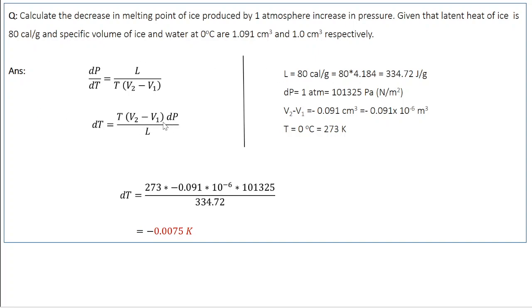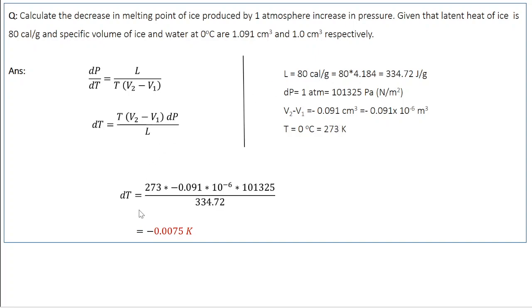Now, what is V2 minus V1? V2 is 1, V1 is 1.091. So when you take V2 minus V1, this is minus 0.091 centimeter cube. Convert this into the standard unit meter cube. You get minus 0.091 into 10 to the power minus 6 meter cube. And temperature, we are talking about ice here. So temperature is by default 0 degrees Celsius. When you convert this into the absolute temperature, you get 273 Kelvin.